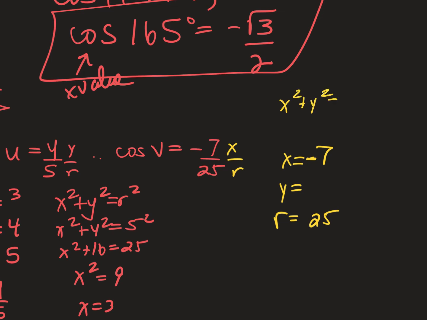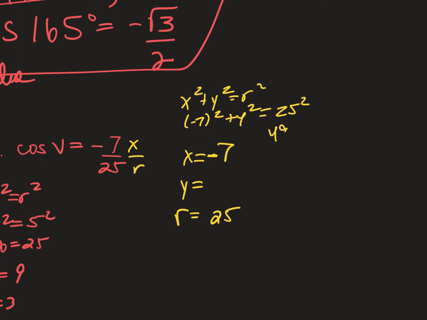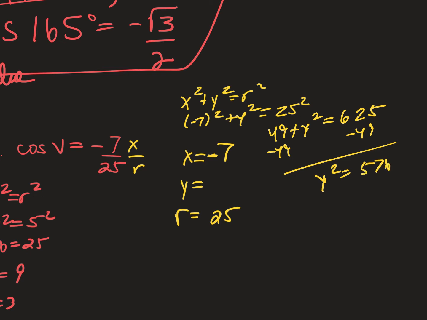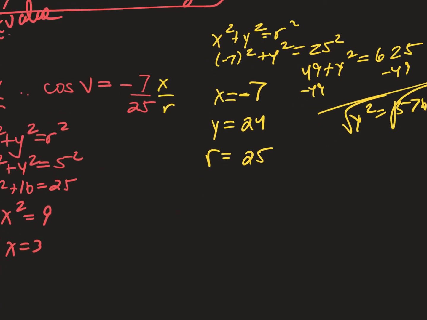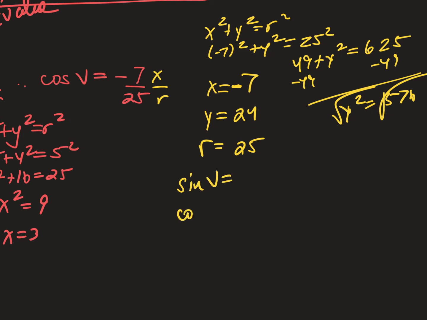So now to find the y, same thing we just did. x squared plus y squared equals r squared. So you have negative 7 squared plus y squared equals 25 squared, right? So 49 plus y squared equals 625. Minus 49. y squared equals 625 minus 49, which is 576. What's the square root of 576? 24. So what is the sine of V? 24 over 25. Good. And then what's the cosine of V? It was negative 7 over 25.